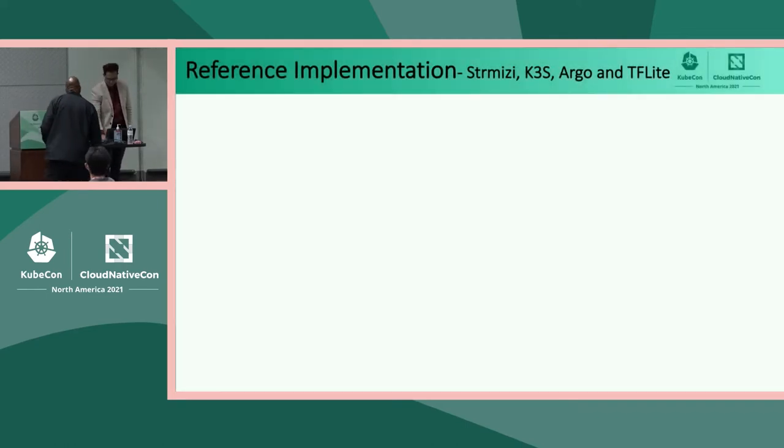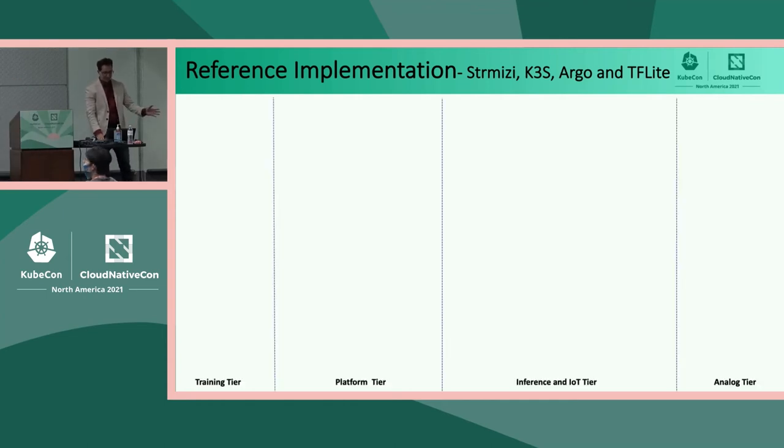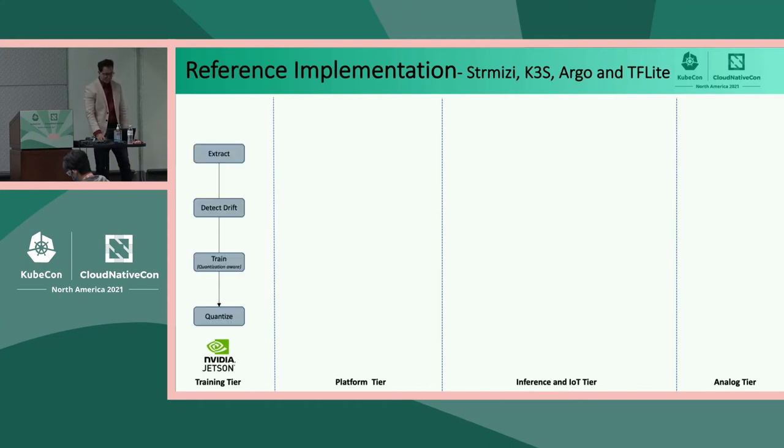Okay, good. So back to the reference implementation. As I said, in the reference architecture, there are four tiers. Now, the training tier that you see on the board in front of you is running on the NVIDIA Jetson Nano device. This device turned out to be quite powerful. It has a GPU coprocessor and a good amount of computational power. And this device hosts the entire training tier.